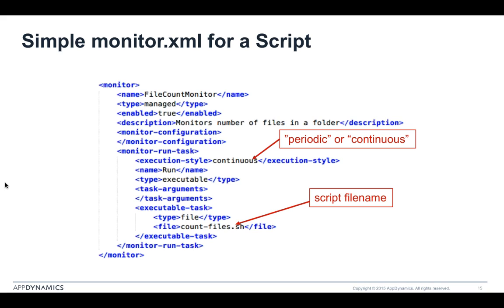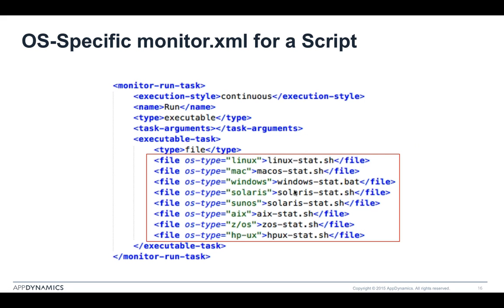Okay, so this is the monitor XML you saw a minute ago. The two key things in here for a script are the execution style and your script file name. Now, if you're writing a plugin that's machine specific or operating system specific, you do have the option here of specifying multiple types of files for different operating systems. And our own machine agent actually does that for the hardware monitor.